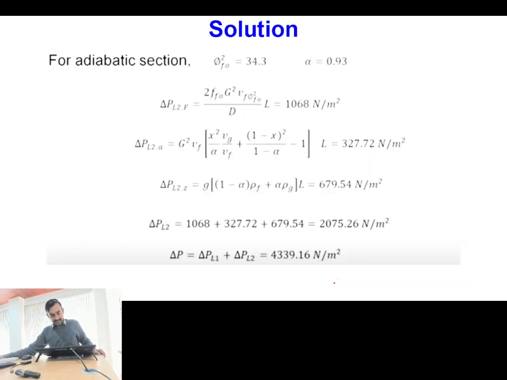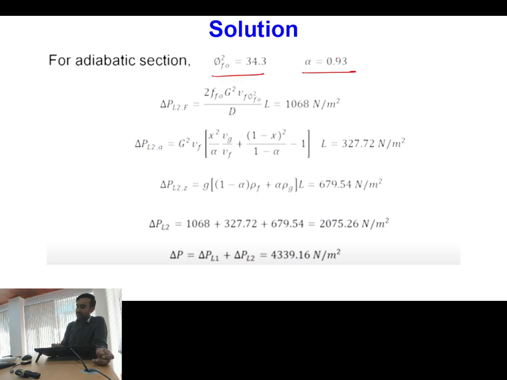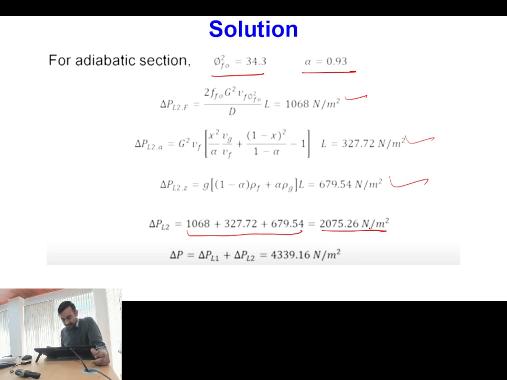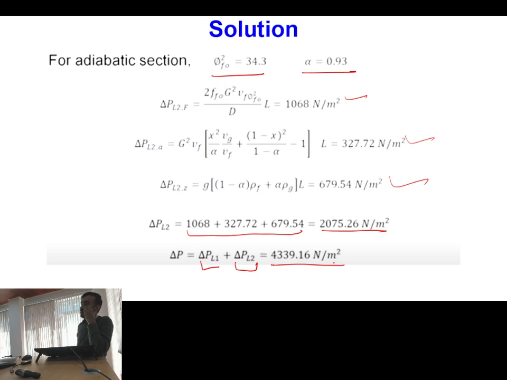For the unheated section, again this is the slide. So these are the multiplier values and this is alpha highest 0.93. Corresponding to this you can calculate all the components, frictional as well as acceleration as well as gravitational, and then if you take the sum of these, this will be your total pressure drop for the adiabatic section, and if you take the sum of the heated section plus the adiabatic section, then this will be your total pressure drop of the pipeline.